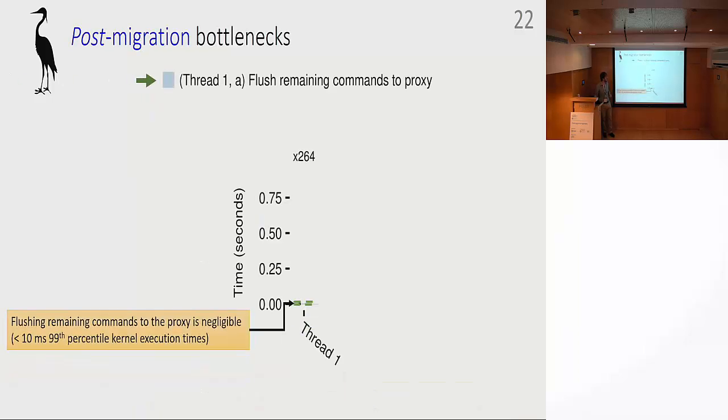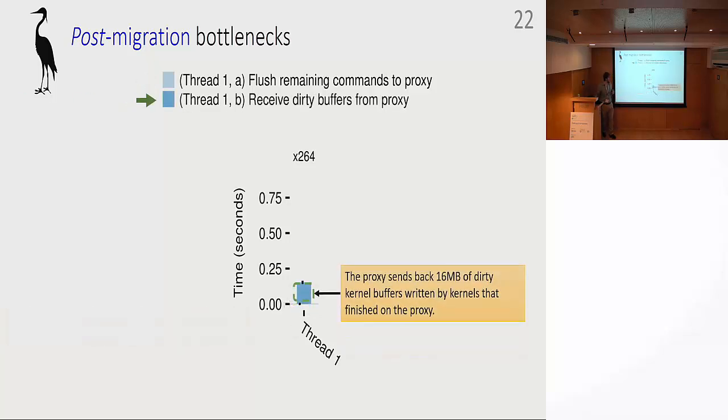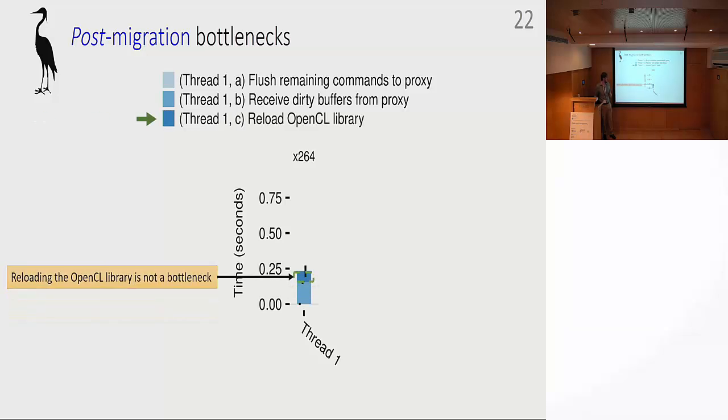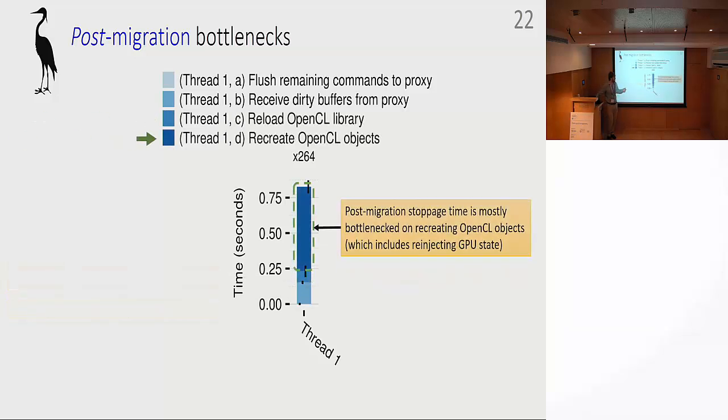For post-migration, you have to wait for kernels to finish on the proxy, which again does not take long. Then you have to send the dirty state from the proxy to the guest on the destination node. Then we reload the OpenCL library, and it turns out that the bottleneck here is actually re-injecting GPU state.